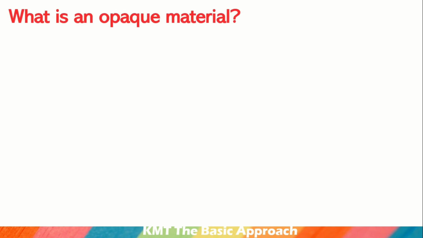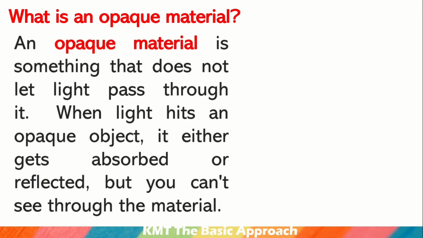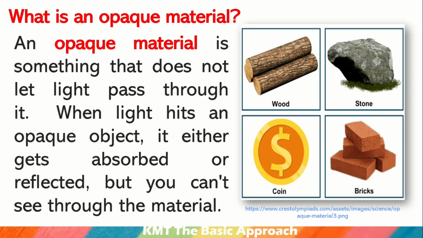What is an opaque material? An opaque material is something that does not let light pass through it. When light hits an opaque object, it either gets absorbed or reflected, but you can't see through the material. Here are some examples of opaque materials: wood, stone, coin, bricks.